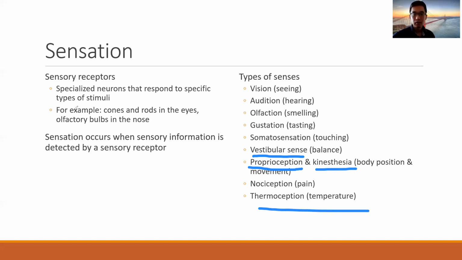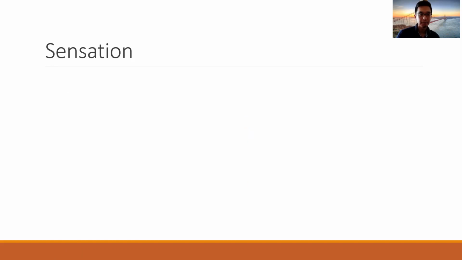Okay, so now we know what sensation means. Sensation just means when the sensory receptors get information from the outside environment and transfer it into a signal. So that's when sensation happens.